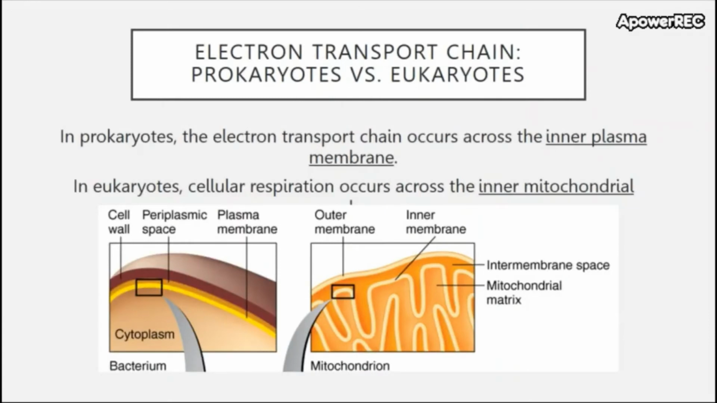Let's go back to an analysis between bacterium or prokaryotes and mitochondrion. Here we can see that prokaryotes have their electron transport chains occur on the homologue of the mitochondrion's inner membrane, which would be their inner membrane, their plasma membrane. In eukaryotes, the cellular respiration occurs across the inner mitochondrial membrane, as we can see in the second figure here.